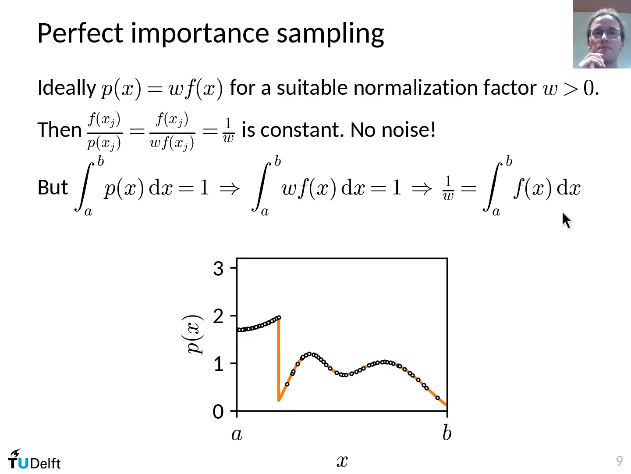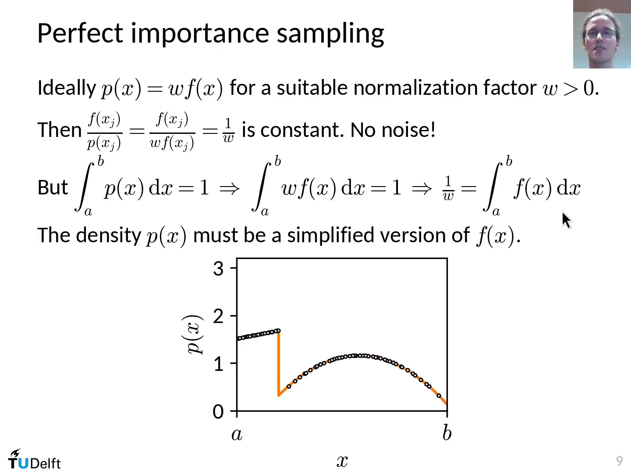But of course, if we can already compute the integral, then we do not need Monte Carlo integration to compute the integral. So in principle, it's possible to have this perfect importance sampling, but it's only possible in cases where you do not need Monte Carlo integration, and then you do not need importance sampling either.